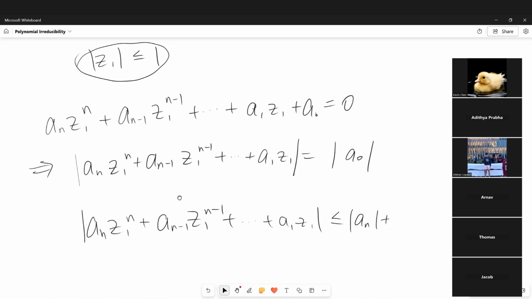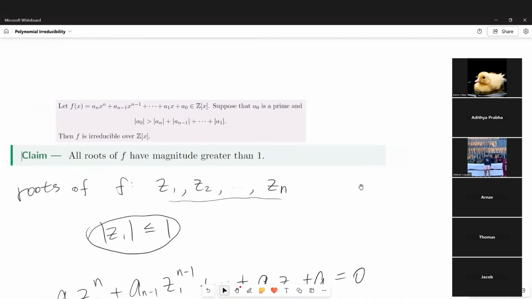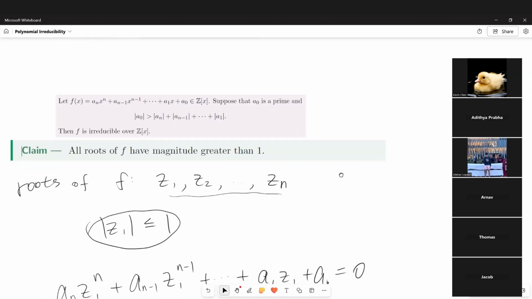Because if we think about it, z1 is less than or equal to 1, and this value over here must be less than or equal to the absolute values of this, plus all the way to that. And then that sum must be bounded above by this sum over here, because the magnitude of z1 is less than or equal to 1. So this over here is just bounded above by this expression, and we want this because this is just the right-hand side of the inequality in Ostrowski's criterion.